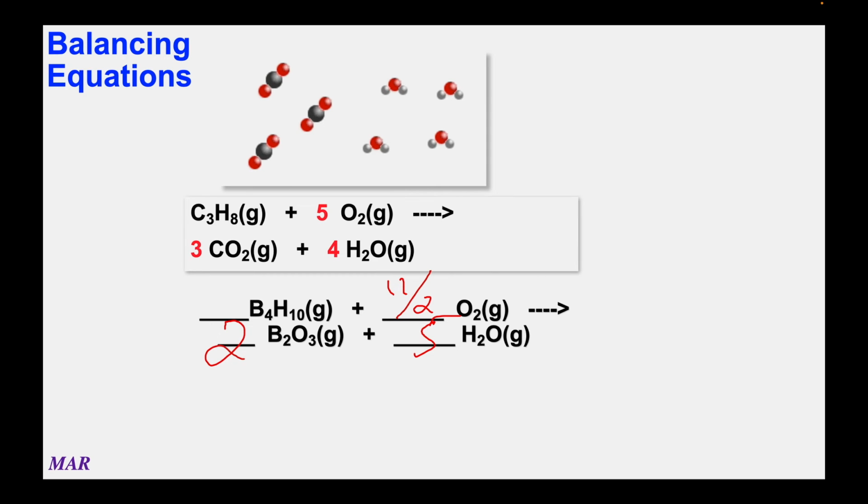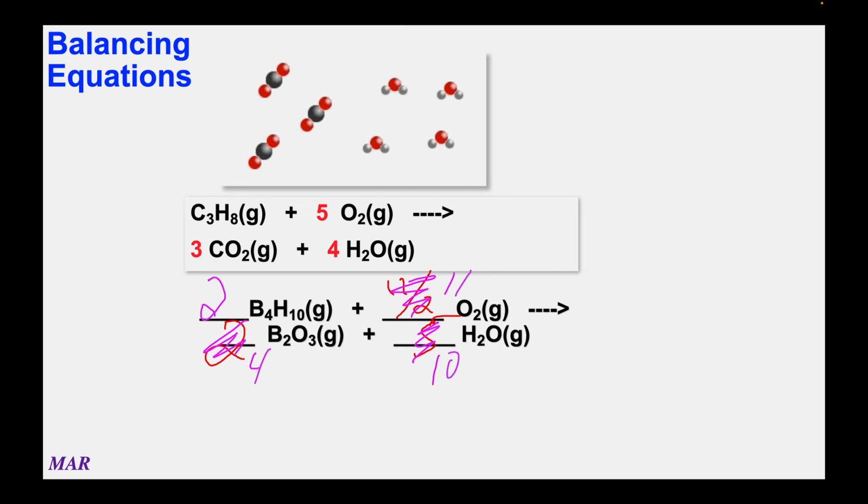But if you get to this point, what you can do is just multiply everything through by 2. So I would have 2 B4H10, and instead of 11 halves, I would have 11 oxygens. And instead of 2 B2O3, I would have 4 of them, and instead of 5 waters, I would have 10 of them. And this is kind of a cool way to check yourself out.